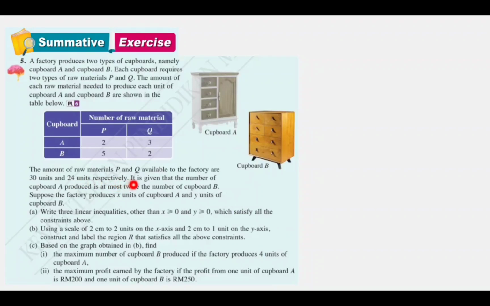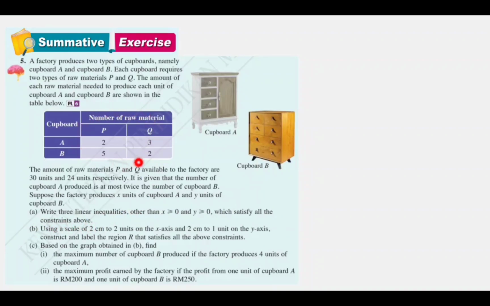Alright? So the amount of raw material P and Q available to the factory are 30 units and 24 units respectively. It is given that the number of cupboard A produced is at most twice the number of cupboard B. Suppose the factory produced x units of cupboard A and y units of cupboard B. Write three linear inequalities other than x greater than or equal to 0 and y greater than or equal to 0 which satisfy all the constraints above.